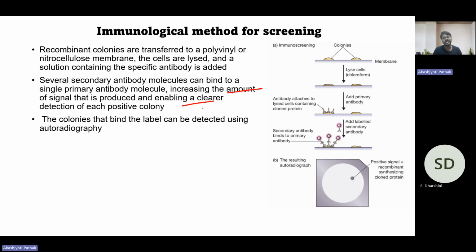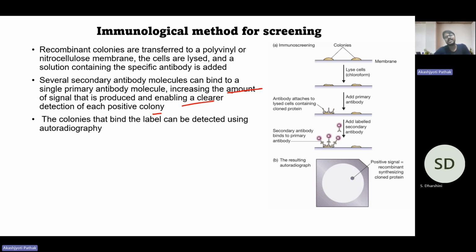So what is the purpose of using a secondary antibody? The only reason is that it increases the amount of signal that is produced, enabling clearer detection of each positive colony. Are these points clear? These points are clear, right?